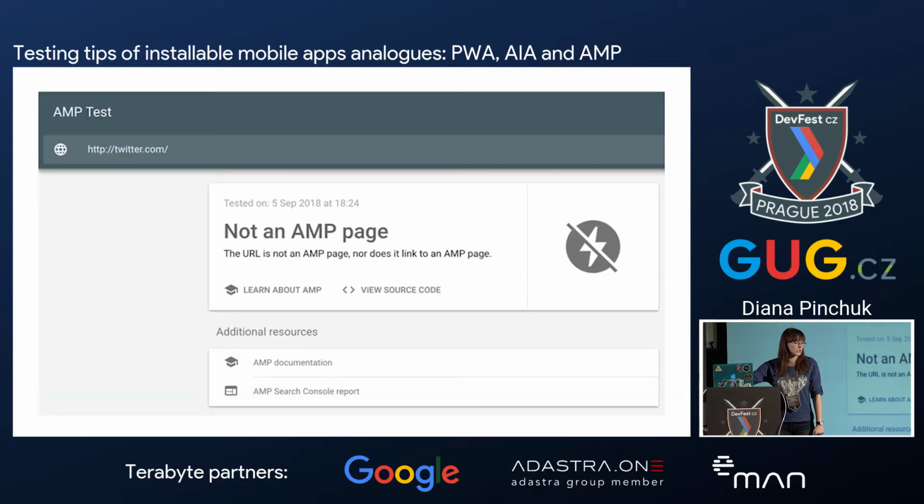This is how validation looks like. It's not an AMP website, and how a valid AMP website looks like.